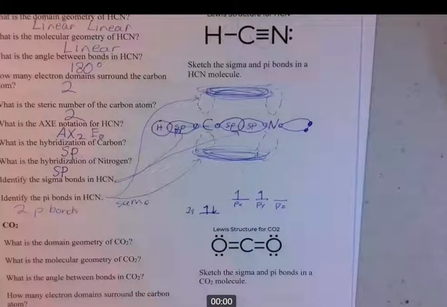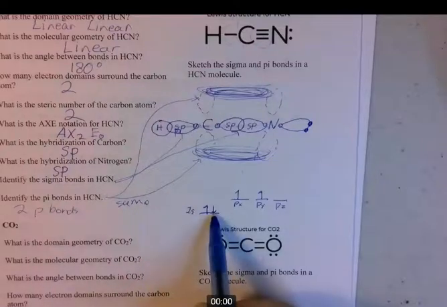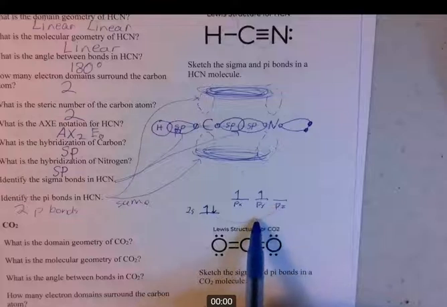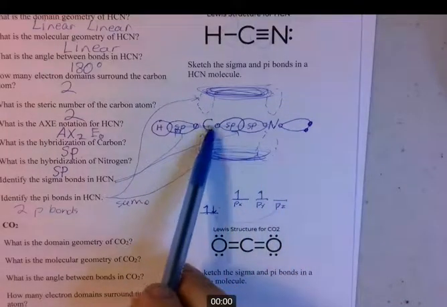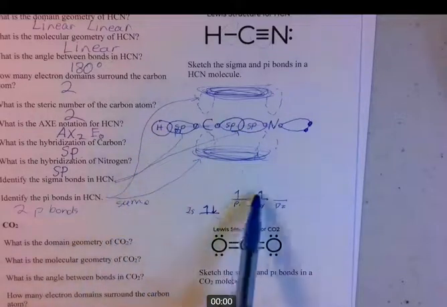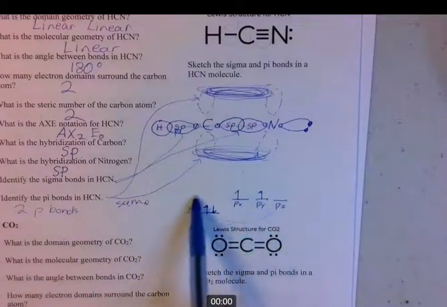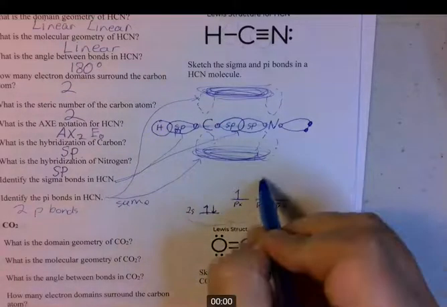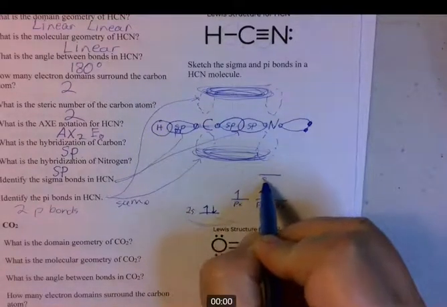So what happens when it hybridizes? What happens is this electron gets promoted up to the pz, and then because we need two bonds for carbon, one between the carbon and the nitrogen, one between the carbon and the hydrogen, it hybridizes to sp. So it hybridizes one s and one p. So it's going to look like this.